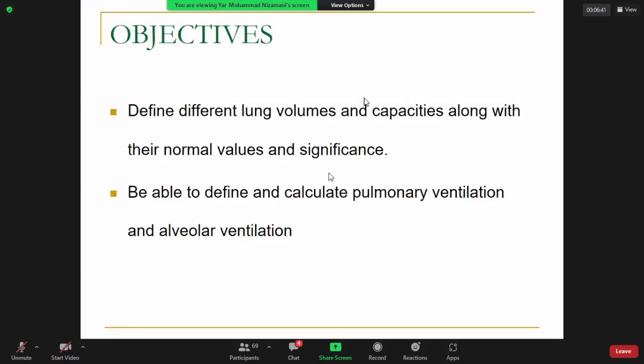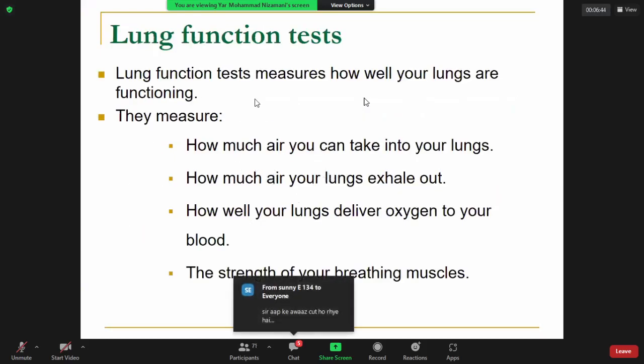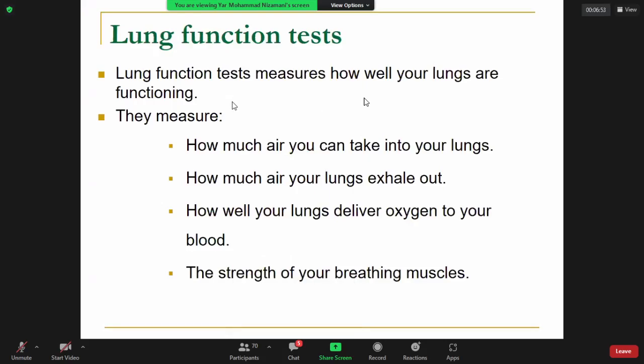Now, what do you mean by lung function test, beta? You should know what the term lung function test actually is. Lung function tests basically measure how well your lungs are functioning. Actually, they measure how much air you can take into your lungs, how much air your lungs are able to exhale, how well your lungs deliver oxygen to your blood, and last but not the least, what the strength of your breathing muscles is. The lung function test basically determines all these four parameters.